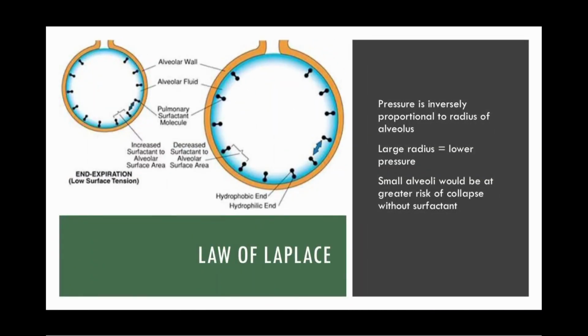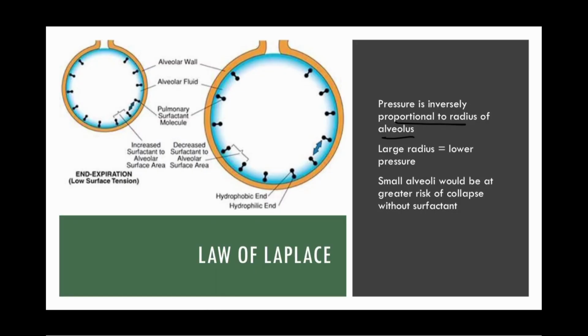Law of Laplace. This is again talking about the pressure and why we need surfactant. So pressure is inversely proportional to the radius of the alveolus. The bigger the alveolus, the lower the pressure. Air is compressible. If you ever go scuba diving, you have those O2 tanks. They are compressed air. There's a ton of air in that tank. You can fit a lot of it because you can compress that stuff. You can't do that with liquid.